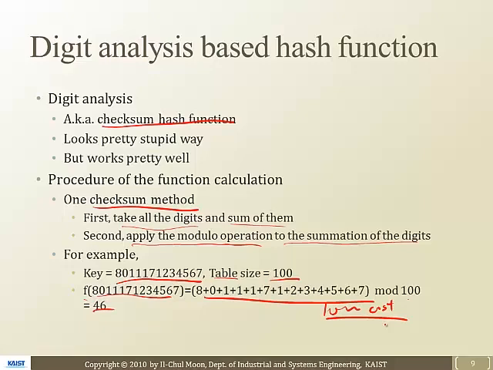And in the program, every time we need some kind of index-based access, if we take so much time in every call of the index, then that's a problem, right? So we want to have a hash function with low calculation cost, and the digit analysis based hash function is the best.